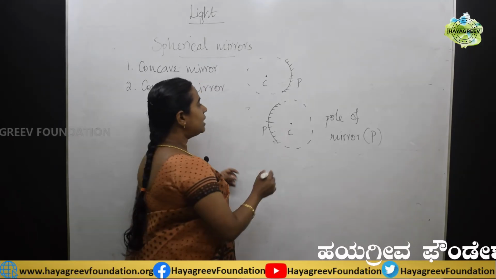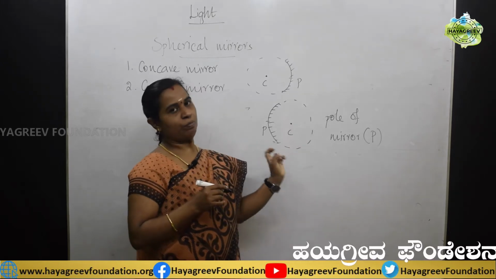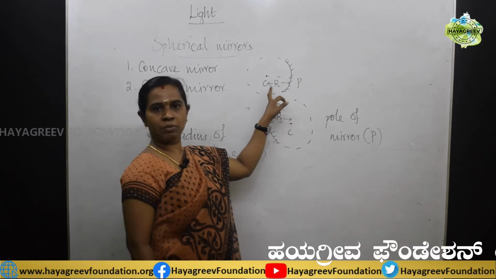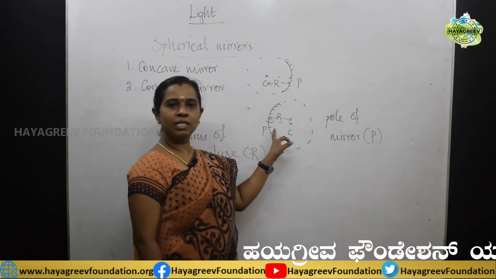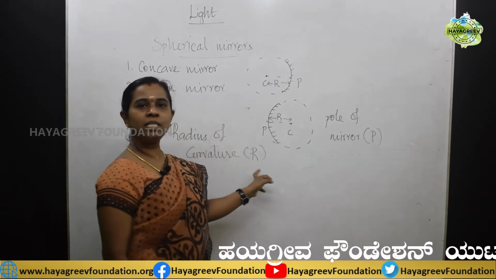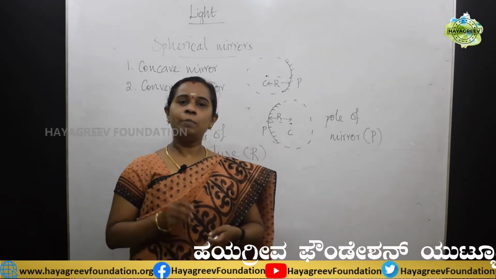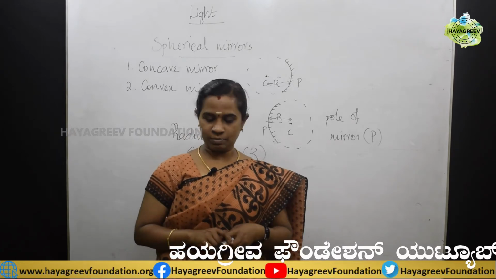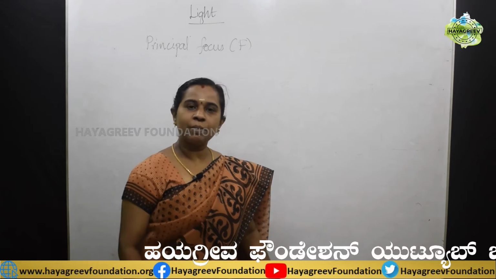Now, the distance between the center of curvature and the pole of the mirror is called the radius of curvature. That is represented by the symbol R. Now we want to learn about the principal focus of both concave and convex mirrors. The principal focus is represented by the symbol capital F.